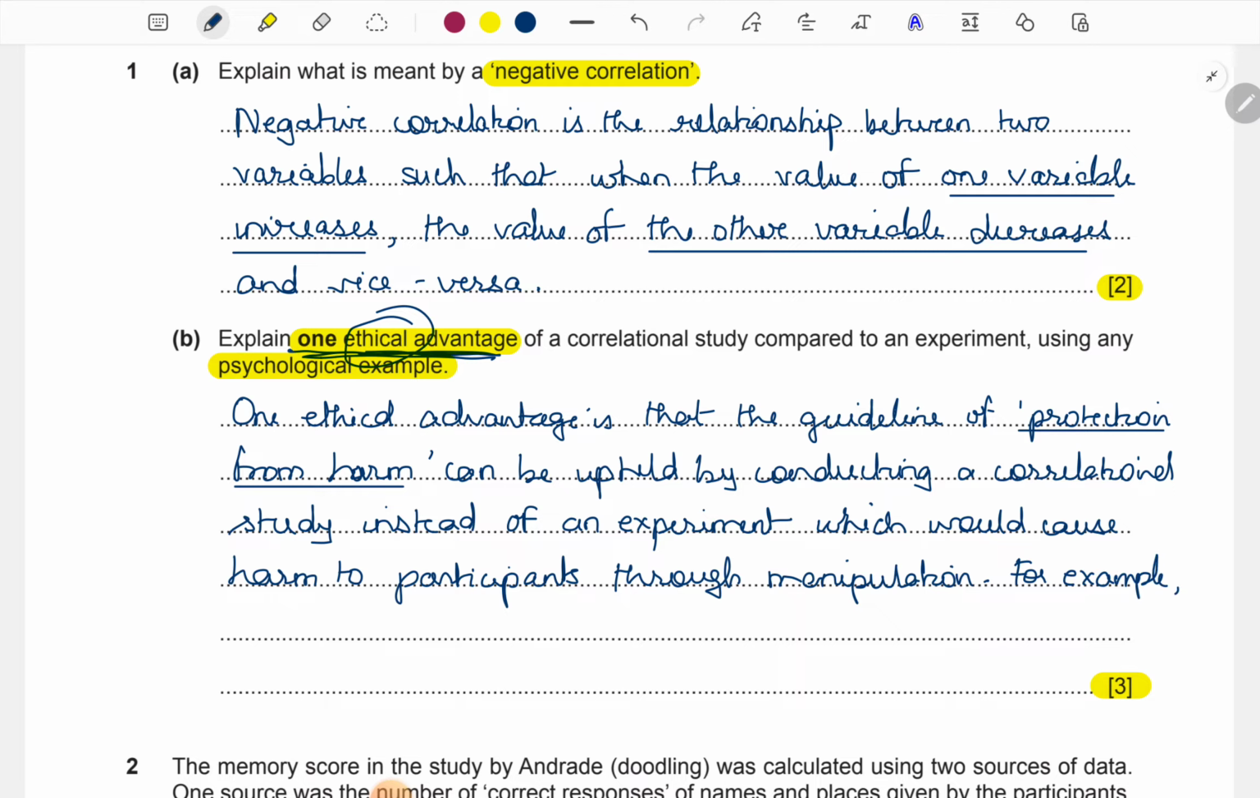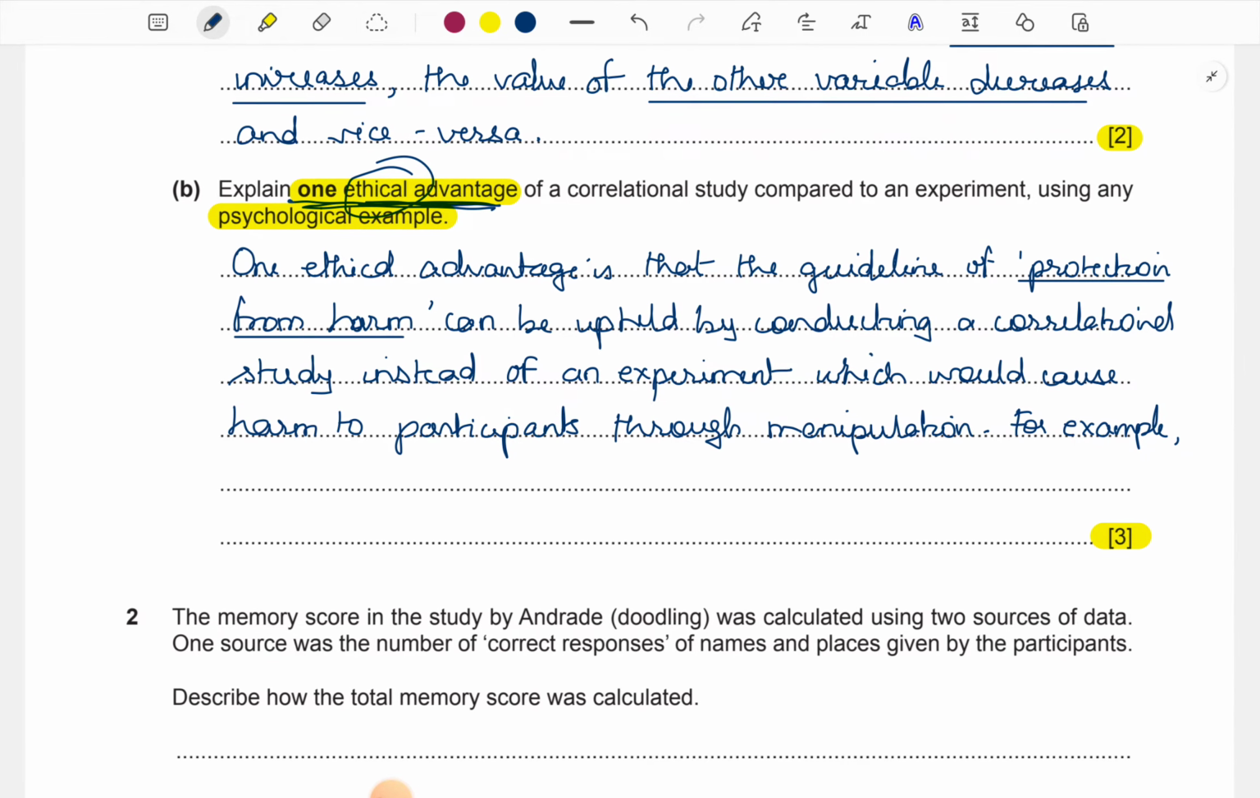Okay, now the example is compulsory here because in the question they've mentioned a psychological example. So if you don't write the example, you definitely lose 1 mark. Some points I make will seem obvious in the video, but trust me, I have seen students making these mistakes.